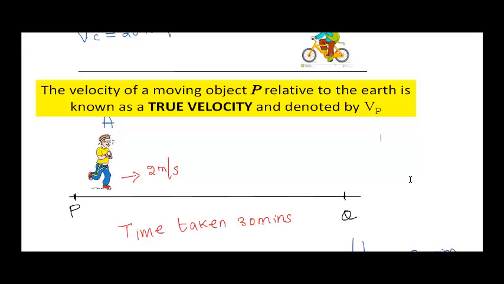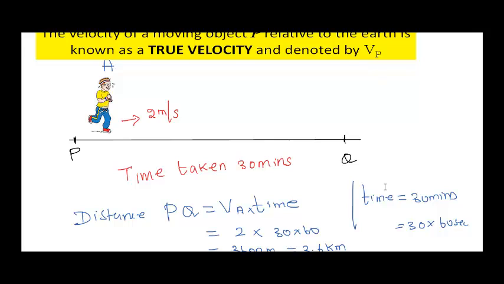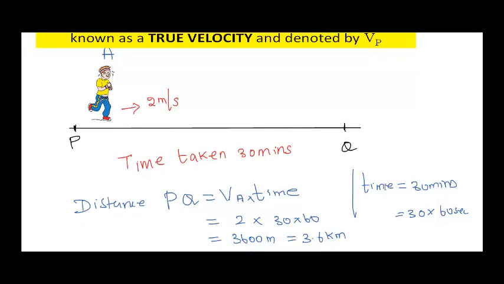In the next case, let's see the two positions P and Q, from west to east. Person A is jogging from P to Q at 2 meters per second. The time taken to cover P to Q is 30 minutes. What's the total distance? The distance PQ is the velocity of the person into the time taken. Velocity is 2 meters per second.